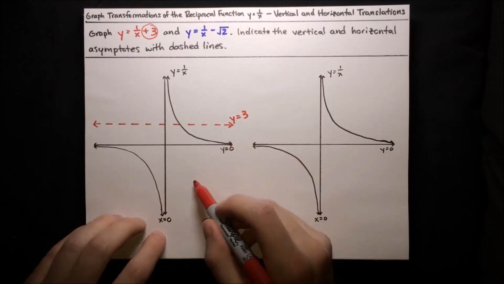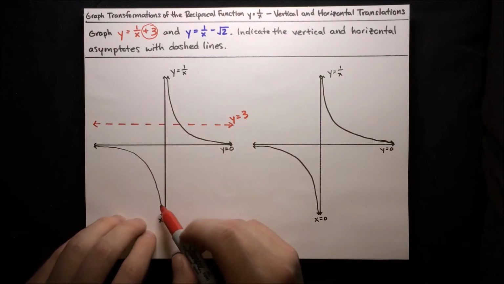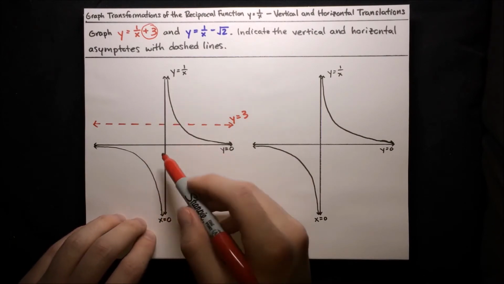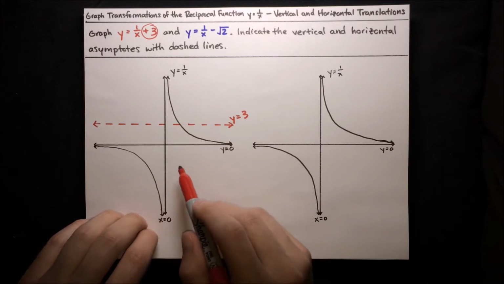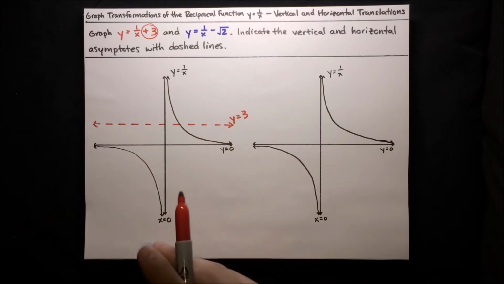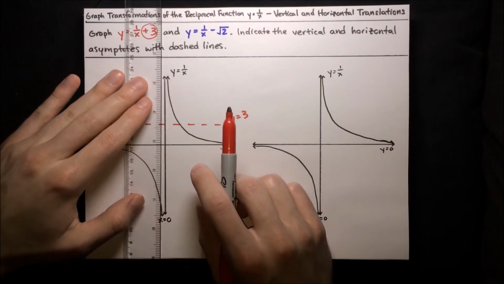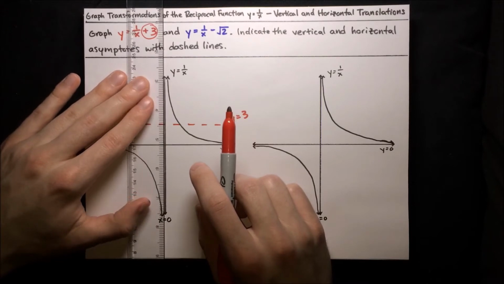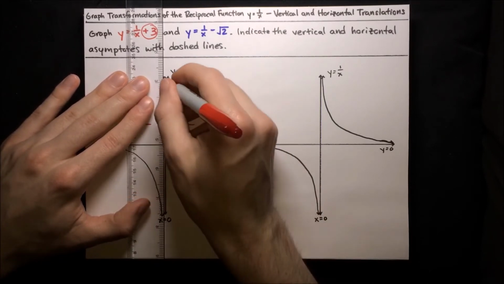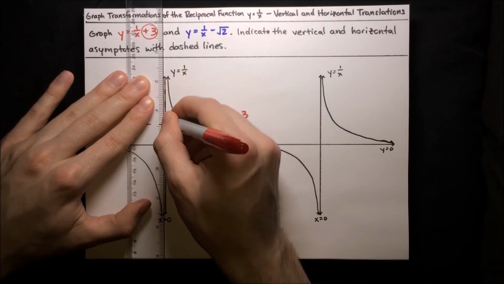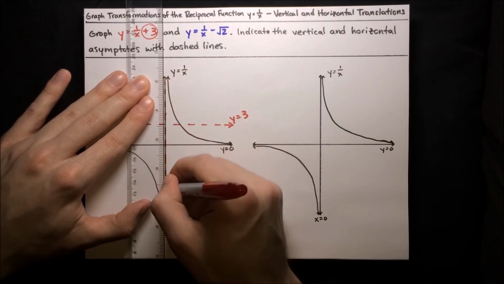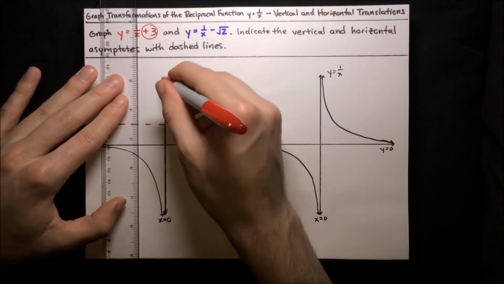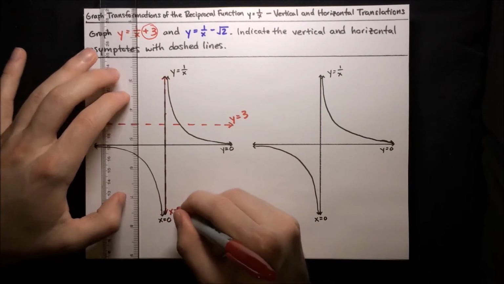And then how about our vertical asymptote here? If we move that 3 units up, it's still just the same kind of vertical asymptote. But just for clarity's sake, let's draw over it again in dashed red. So again, we have the same asymptote, x is equal to 0. And we'll draw it here, and again just label it x equals 0.